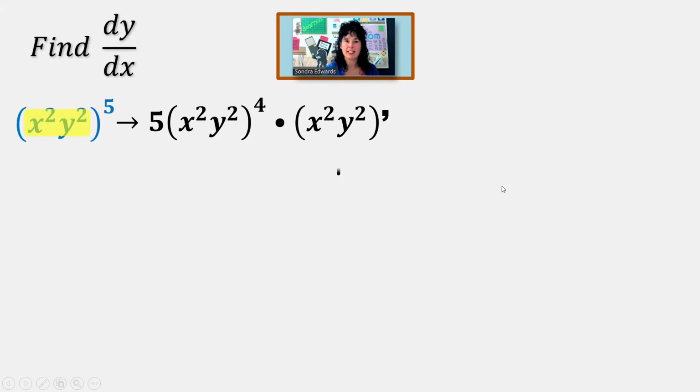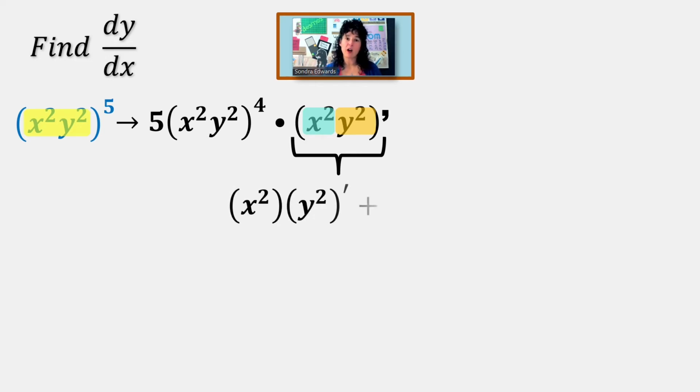All right, now we need to tackle finding the derivative of x squared times y squared. First noticing that what we want to take the derivative of is two things multiplied together, so we're going to need the product rule. Setting that up, we're going to have x squared times the derivative of y squared plus y squared times the derivative of x squared.